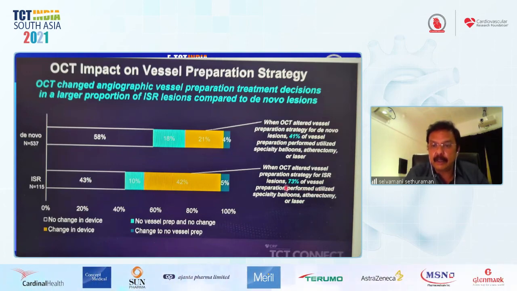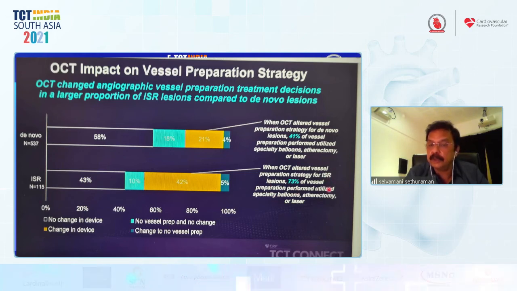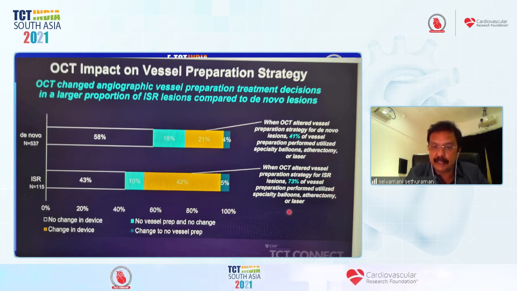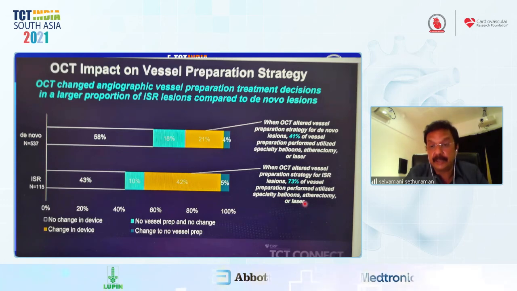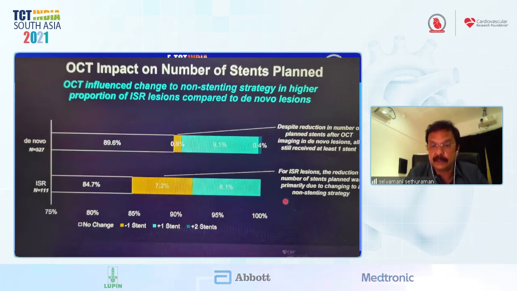In ISR, almost 73% of the vessel preparation was changed when OCT was done. They used a lot of cutting balloons. They used a lot of atherectomies or lasers to achieve initial lumen gain before they put a new stent. So it is very important. It makes a great impact in your therapy and long-term results.